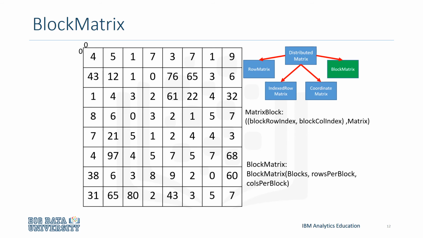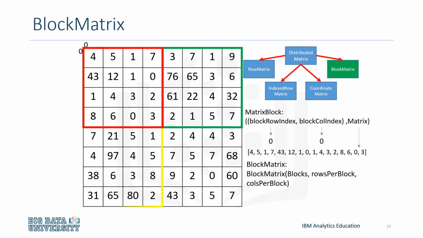The first step in setting up block matrix is to define our matrix blocks. We define the red block as having a block row index of 0 and a block col index of 0. Its matrix values are listed in a row major order and therefore look like this. We will repeat this process to create the green, yellow, and blue matrix blocks. For example, the blue matrix block would have index values of 4 and 4. We now have represented the entire large matrix in matrix blocks.